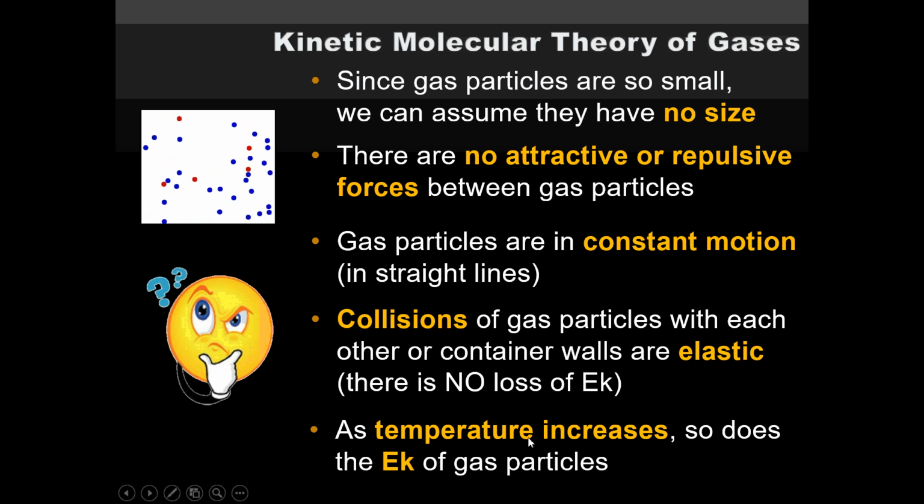And the final thing is as the temperature increases, so does the kinetic energy of these gas particles. So altogether, these postulates or ideas form this kinetic molecular theory of gases. Now, if a gas follows all of these ideas, it's said to be an ideal gas. So sometimes this is called the ideal gas law. The only thing is, no gases are ideal.